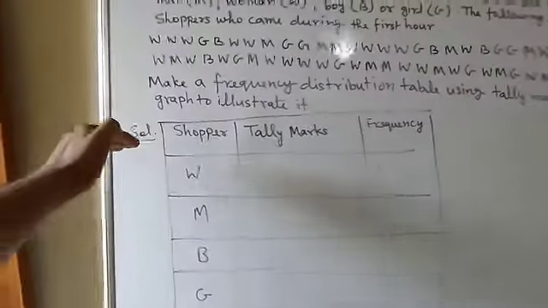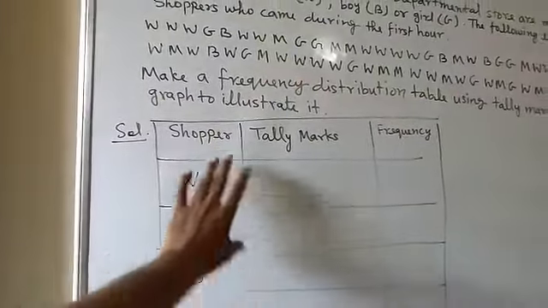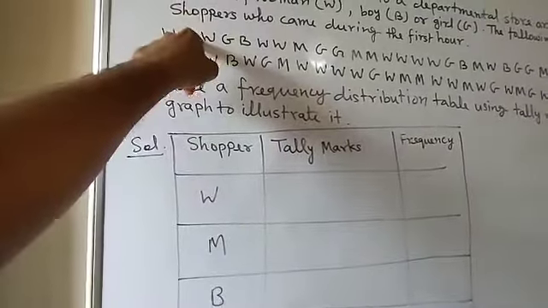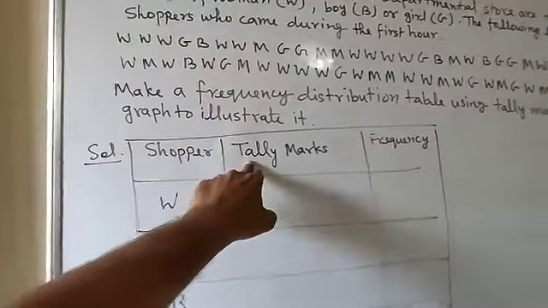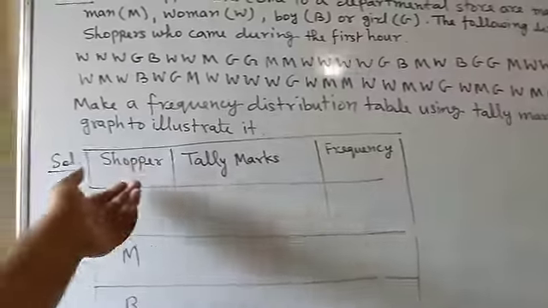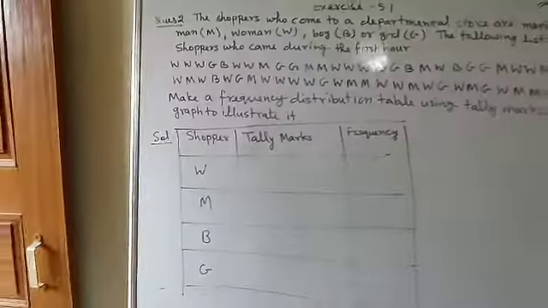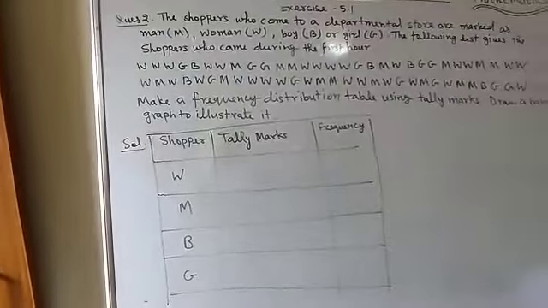So here in the solution, first you will make that table. Here you are given the shoppers. So here I have written shoppers, tally marks, and frequency. Frequency means the number of women, men, boys and girls that will come under the frequency.